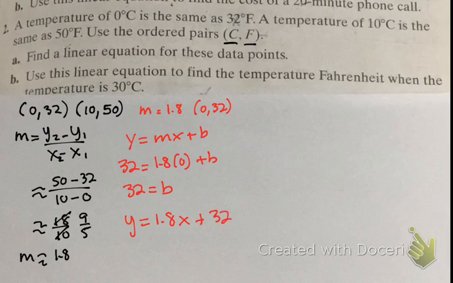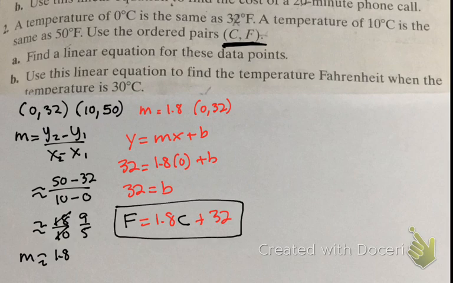But we were given a C and an F. So what is the C? What position is it in? It's x. Okay, so C goes here. And where does the F go? The y. And so here's the equation. I want to see it with the proper variables. Then we had to use it, and what did they say? F equals 1 8/10 C plus 32.